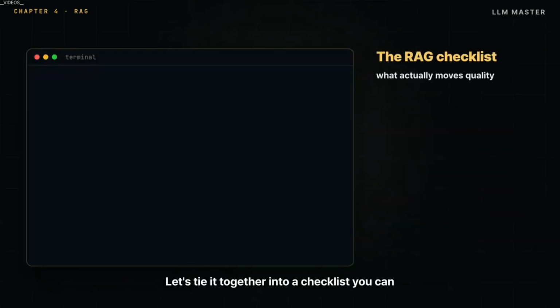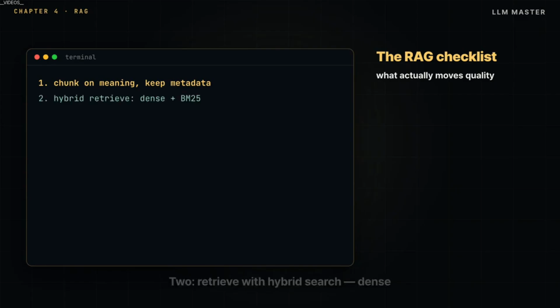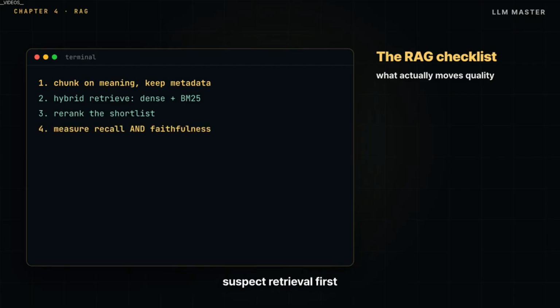Let's tie it together into a checklist you can actually apply. 1. Chunk on meaning and keep metadata, because retrieval quality is decided before a single query runs. 2. Retrieve with hybrid search, dense embeddings plus BM25, so you catch both meaning and exact terms. 3. Re-rank the shortlist with a cross-encoder to push the truly relevant chunk to the top. 4. Measure both retrieval recall and answer faithfulness. And when something breaks, suspect retrieval first. 5. Pick and tune your ANN index deliberately, treating recall versus latency as a dial.